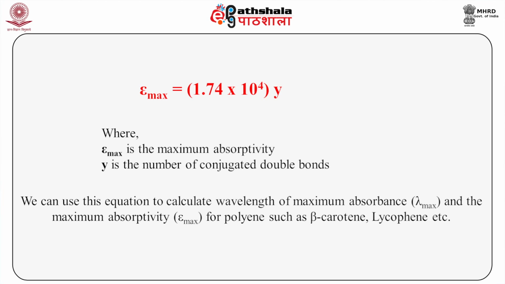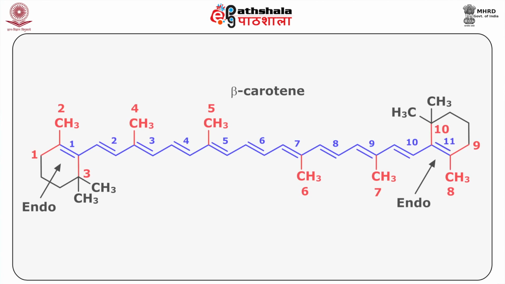We can use this Fieser equation to calculate the wavelength of maximum absorbance, that is lambda max, and the maximum absorptivity, that is Emax, for polyenes such as beta carotene, lycopene, etc. Let us specifically, students, take the example of beta carotene. The observed lambda max of beta carotene happens to be 452 nanometers, while the observed Emax is 15.2 into 10 to the power 4. Now you can see here the structure of beta carotene drawn in this figure.